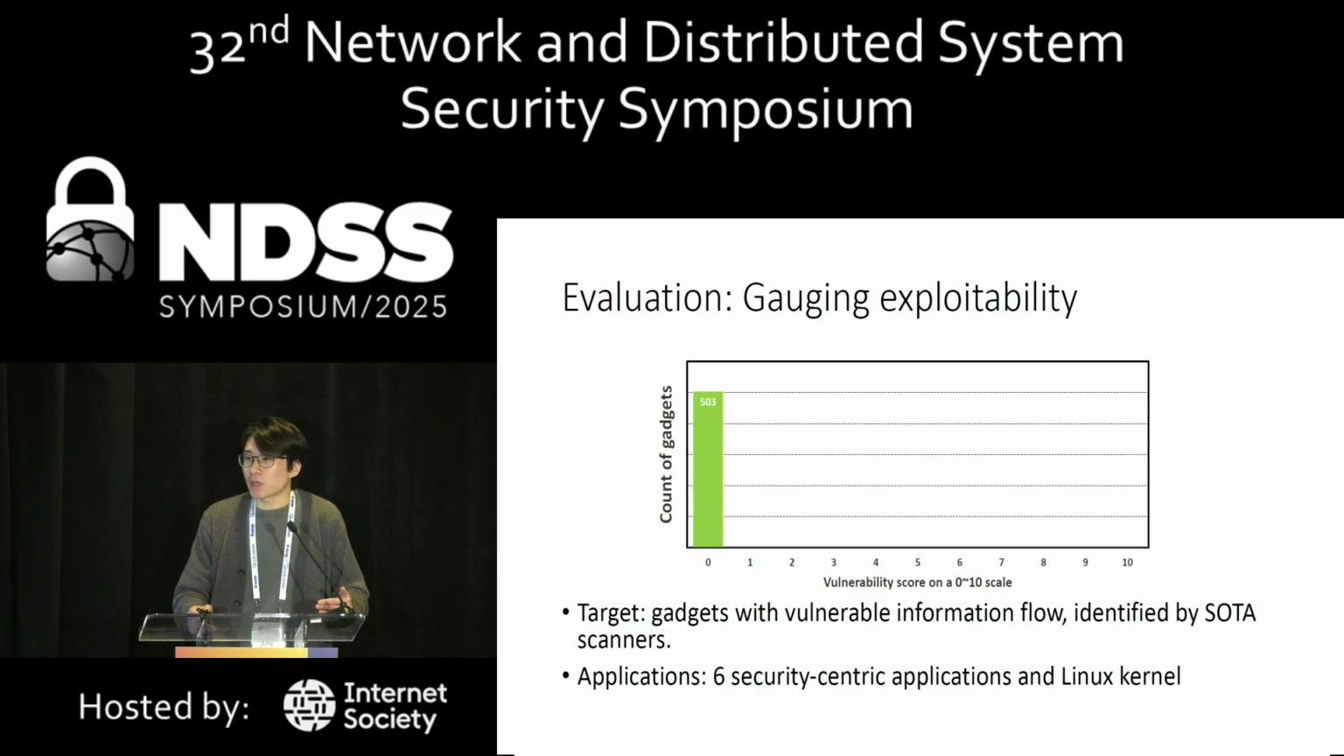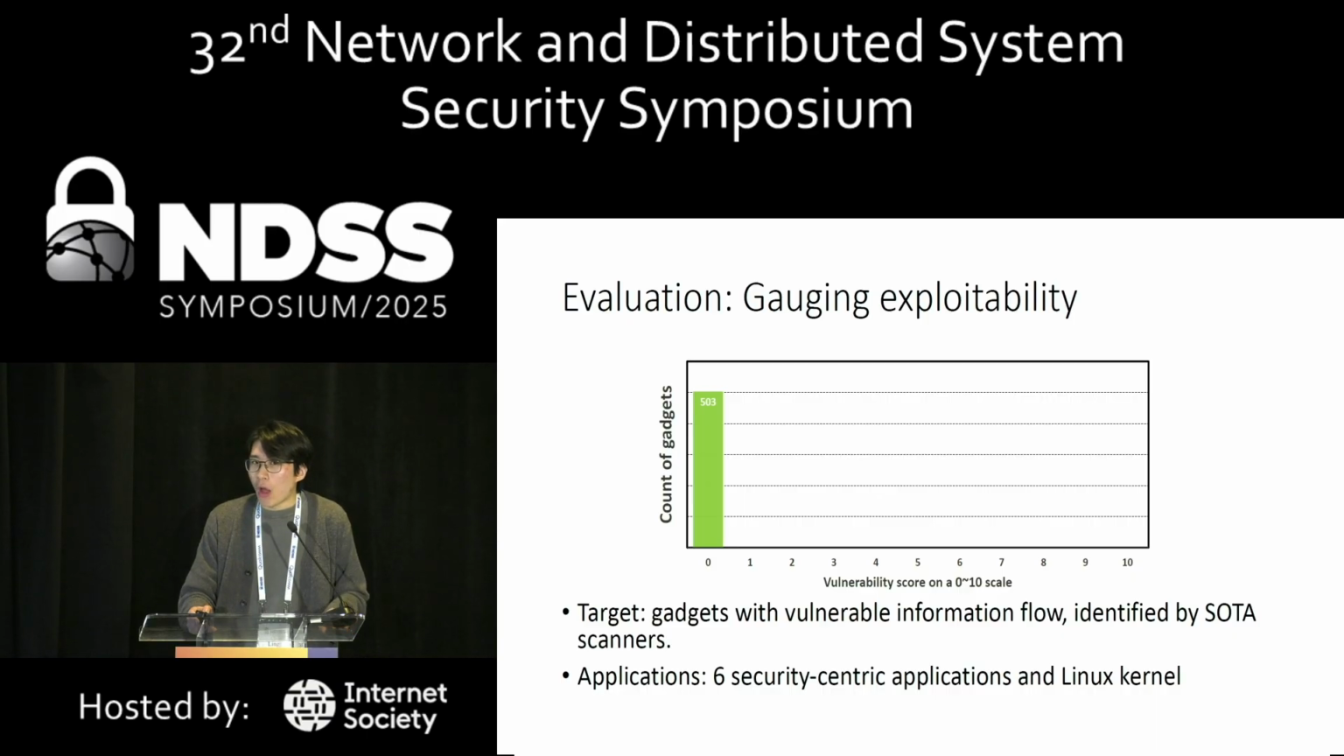Finally, we implement our method and evaluate it on 6 security-centric applications and the Linux kernel. We first run state-of-the-art scanners on these applications to get gadgets with vulnerable information flow. Then we run our tool on these gadgets to see how many of them are truly exploitable in practice. We present our result in this table. On the x-axis is the different vulnerability score from 0 to 10. On the y-axis is the number of gadgets in each bucket.